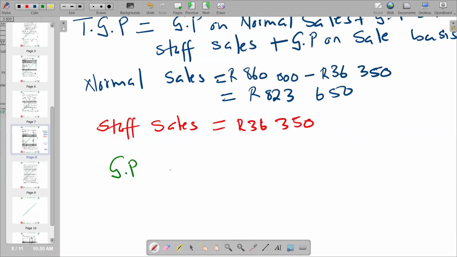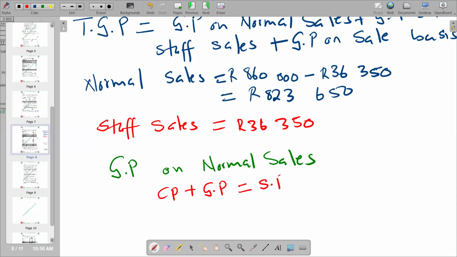Gross profit for normal sales. So we're saying gross profit. So gross profit on normal sales, remember, we are going to use the representation of our cost price. So we're going to say cost price plus gross profit equals selling price. So remember, our gross profit is the markup. And we know that our cost price is always 100%.